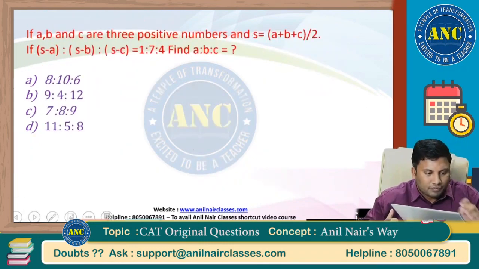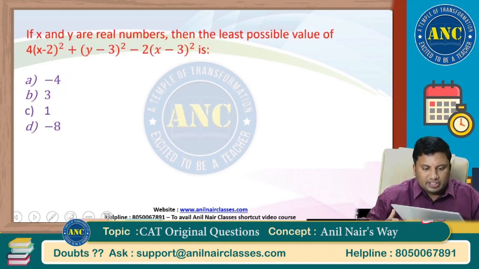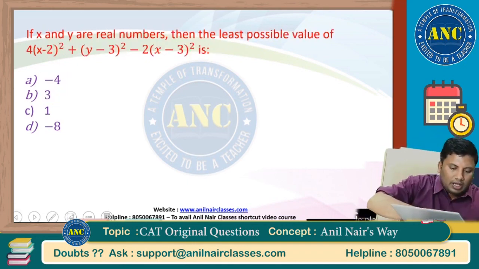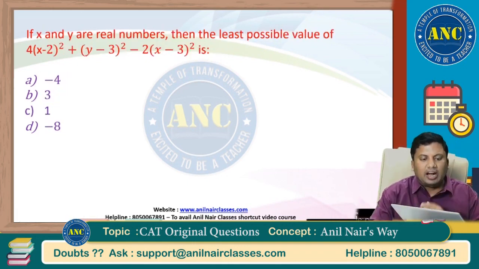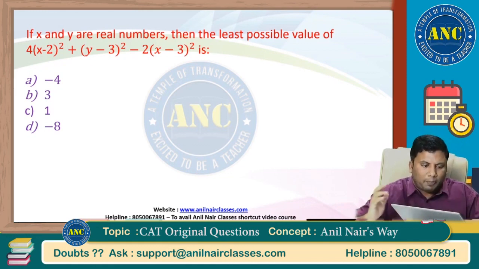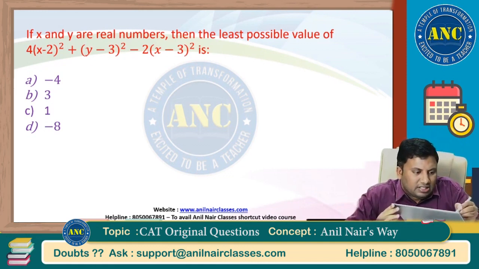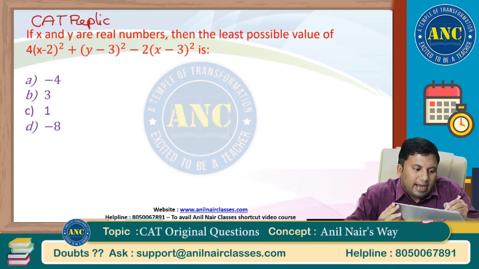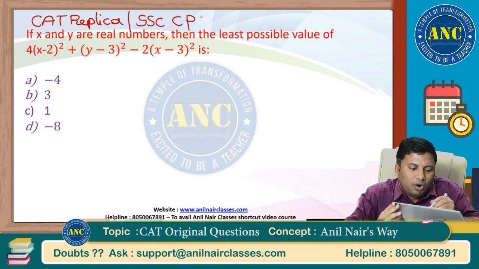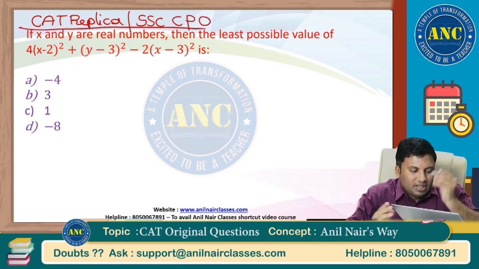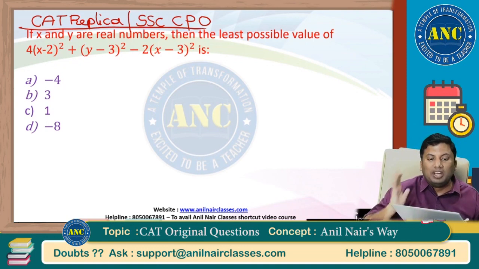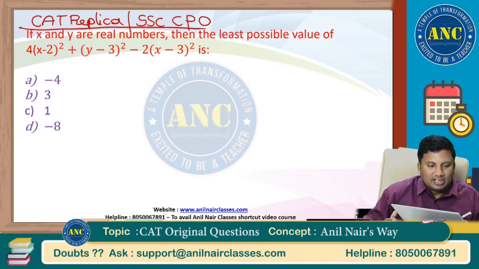Next one. See here. If x and y are real numbers, then the least possible value. This is a CAT replica question and an SSC CPO original question. See this question.